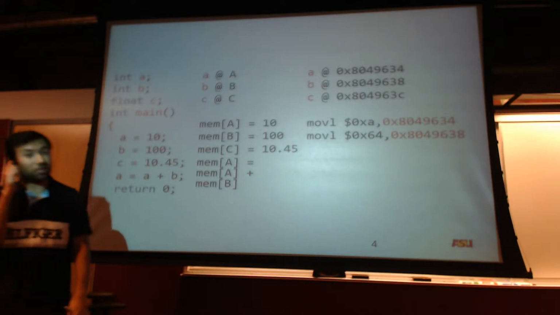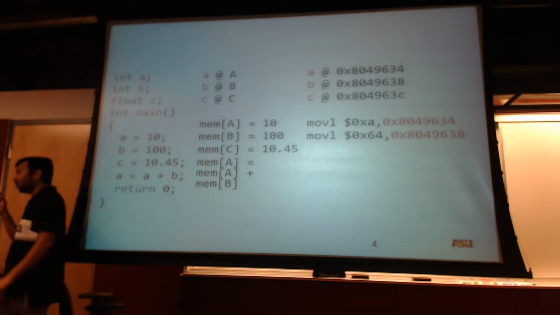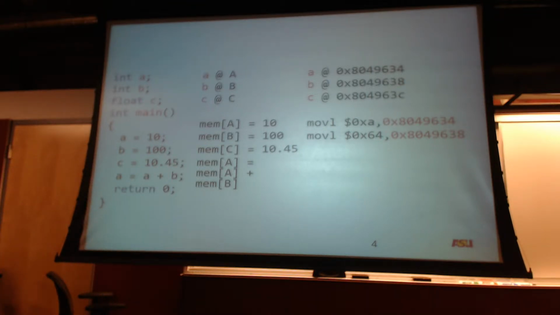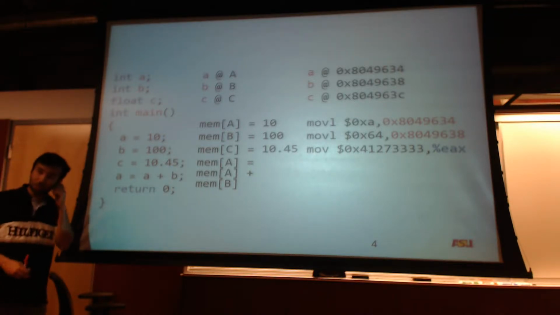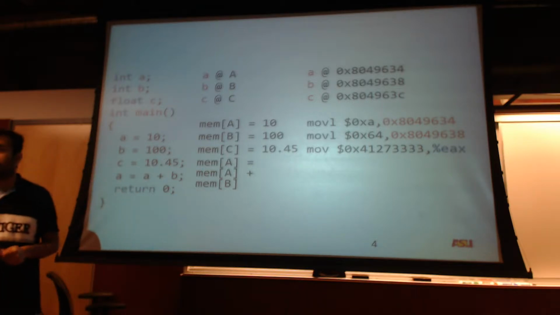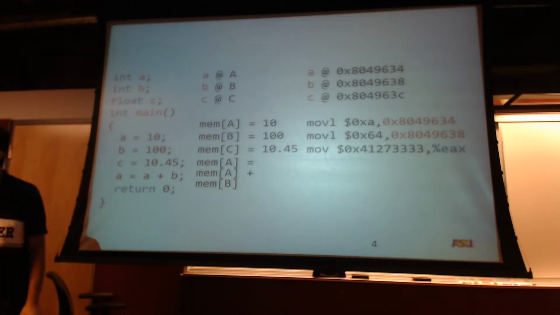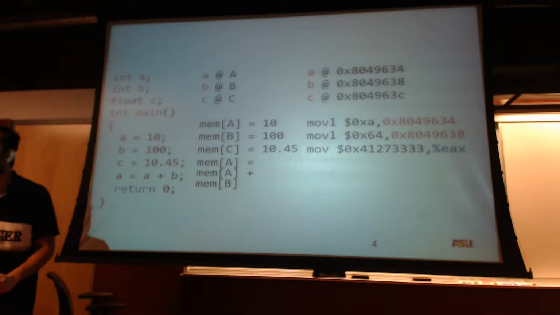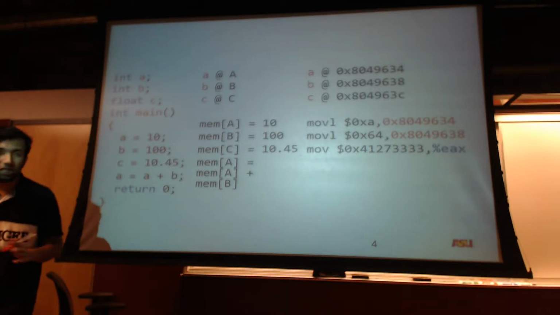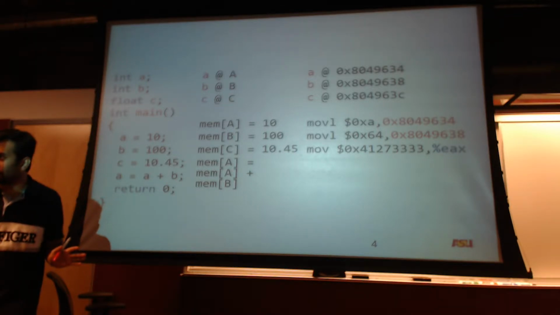Now what happens with C? Now C is a little bit different because C is a float. So float is handled in a much different way than integers. So how do you handle float? You first do this. What is this? What is EAX? What is mov? Mov is different from movl. Movl means it is associated with a location. Mov is not associated with a location. Mov is associated with a register. That register does not have any location, does not have any address.